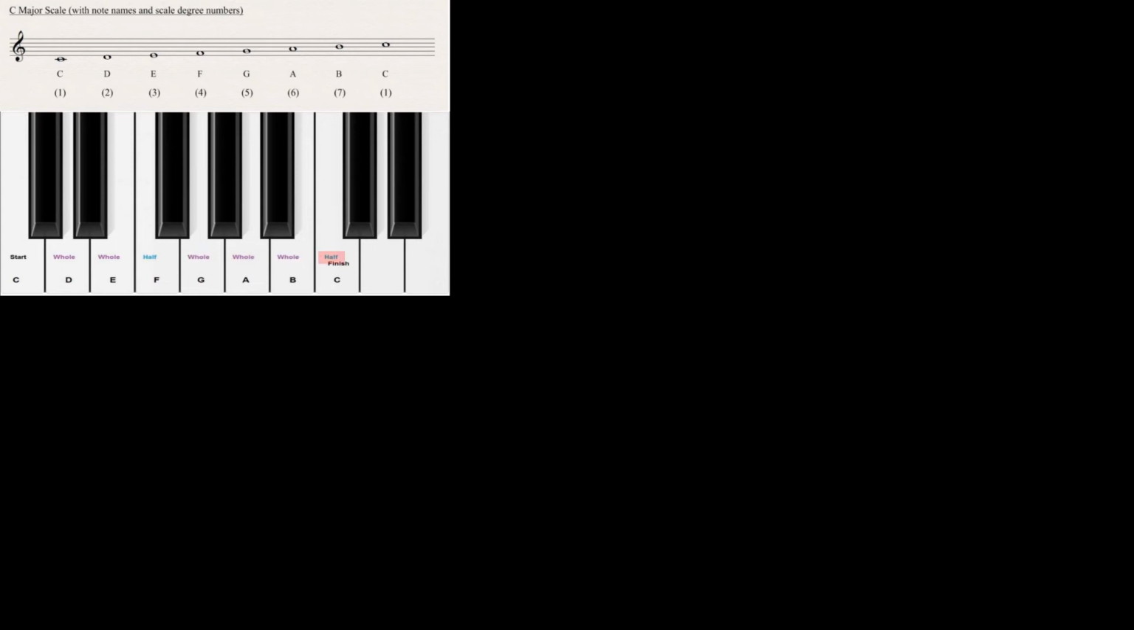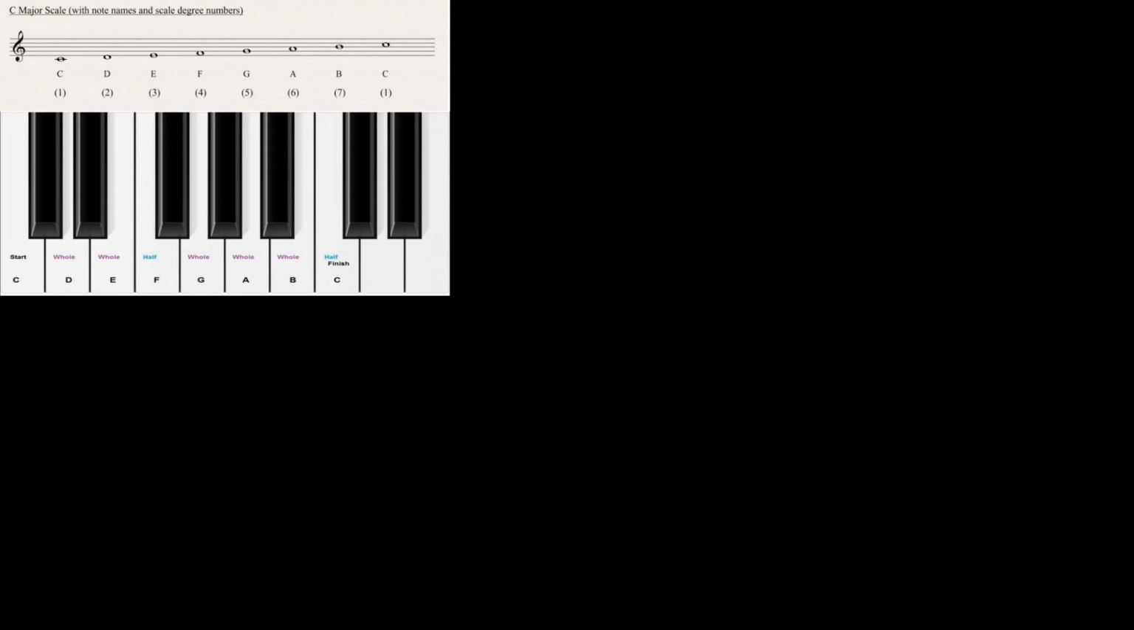another half step. A half step is when we move from one key to the very next key, regardless of color, so there are no keys in between them. A whole step is the equivalent of 2 half steps, so there will be 1 key between those 2 notes.